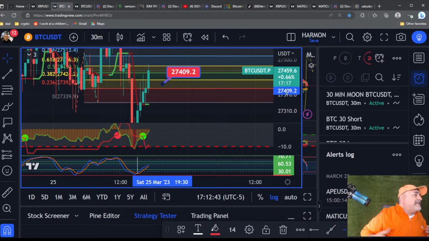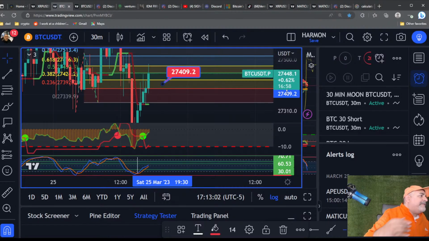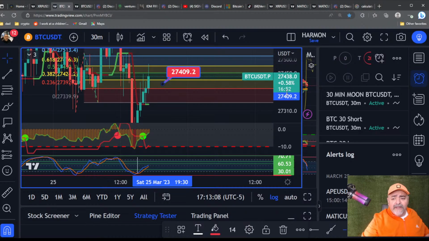Oh no, this is just an example. I don't trade Bitcoin. I trade XRP, I trade Matic, I trade all the altcoins, guys. This is just running an example of what Bitcoin's doing right now. I'm showing people how to use the indicators. I don't trade Bitcoin, I trade altcoins because altcoins are worth more money. That's just reality.